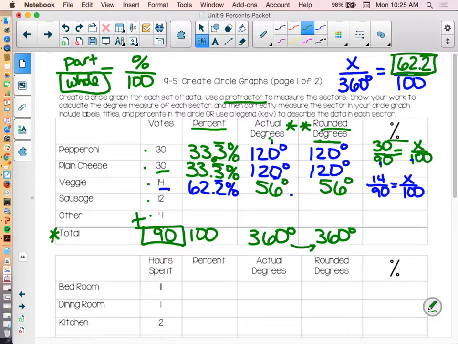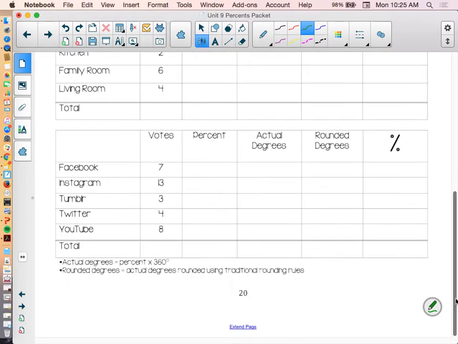When you get down to the bottom, you'll see in this particular problem where you're comparing different uses of social media, you'll see that the actual and the rounded might be a little bit different. So turn the page and take a look at what we're going to do next.